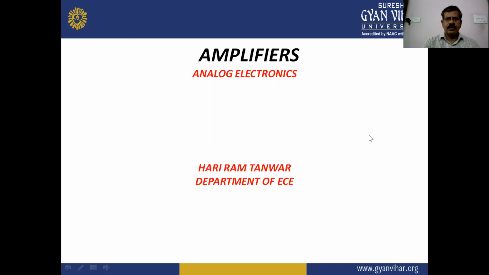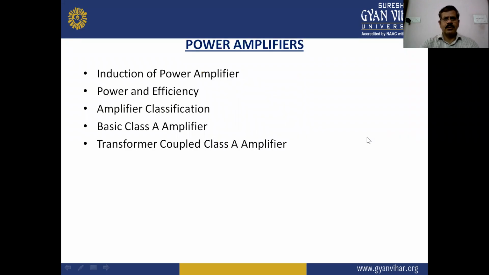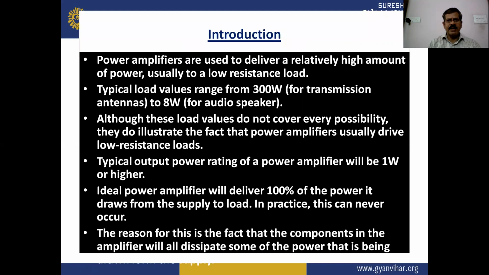So dear students, now we will discuss the different types of amplifiers in analog electronic subjects. So what are power amplifiers? Now we will discuss power amplifiers, in which we cover the introduction of power amplifiers, power and efficiency, amplifier classification, basic class A amplifier, and transformer coupled class A amplifier. So these are some contents of power amplifiers.